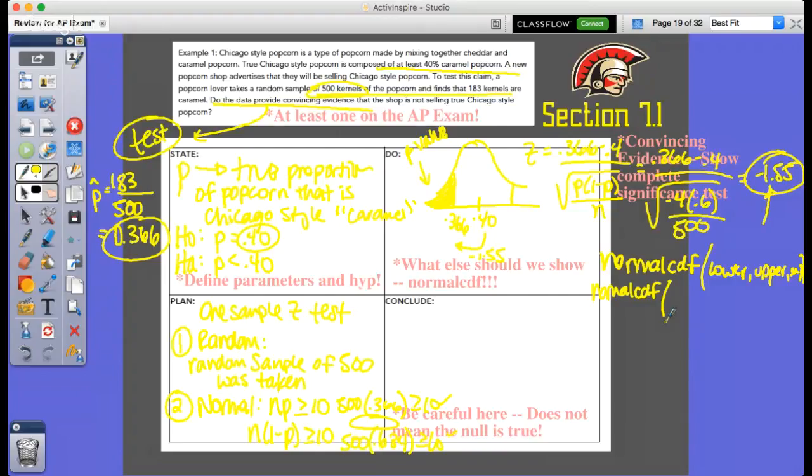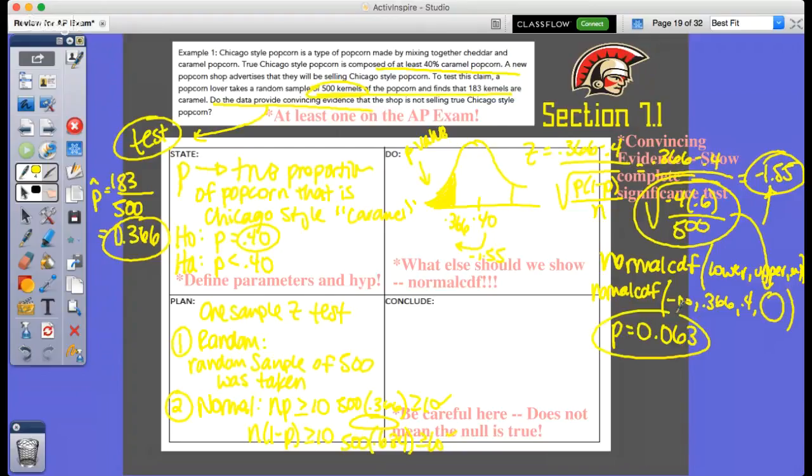right here, the lower would be negative large number, negative infinity, negative 99999, comma 0.366, comma, mean, which is 0.4, and then comma, my standard deviation, which is what I got from up here, that I would put in right here. So 0.4 times 0.6 divided by 500, and whatever I got here, you could just simply plug in on this spot. And when I do that, I get a p-value that is 0.063, okay? So that right there is our p-value.